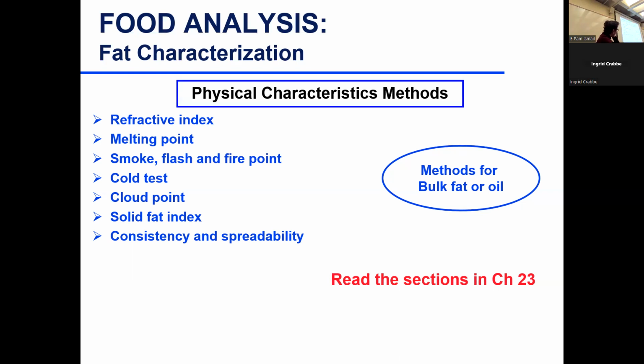Solid fat index, this is important, especially when you want to determine, for example, how well your fat can melt, or how well you can spread that butter or margarine. So the higher the solid fat content, the higher will be the melting point, the lower your spreadability. And then you can measure consistency and spreadability using a texture analyzer. So these are all physical characteristics.